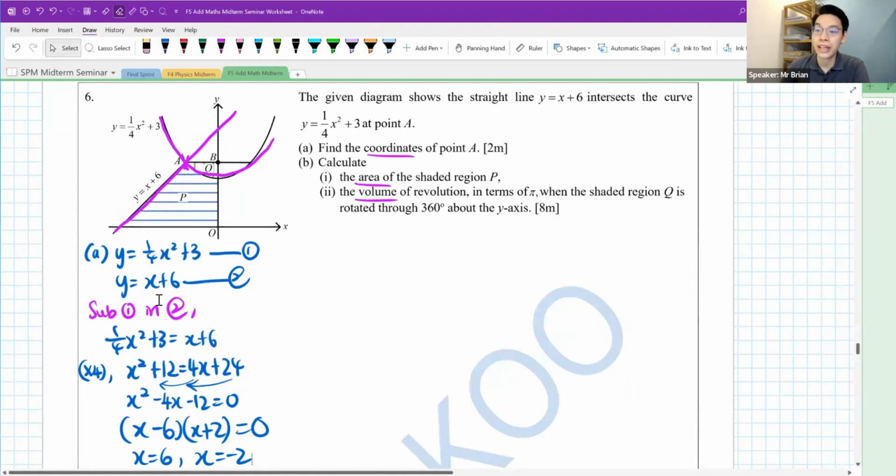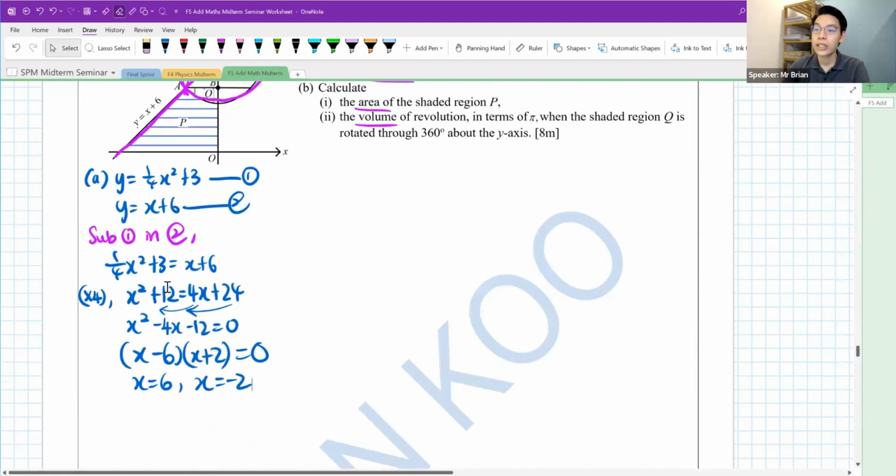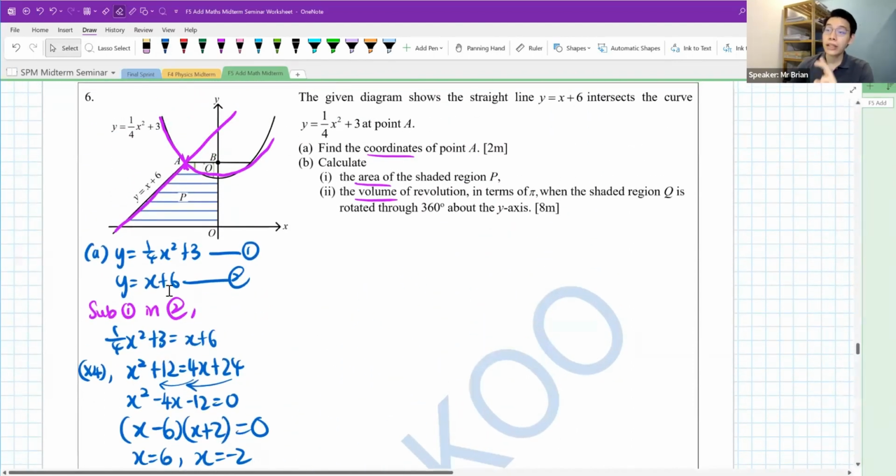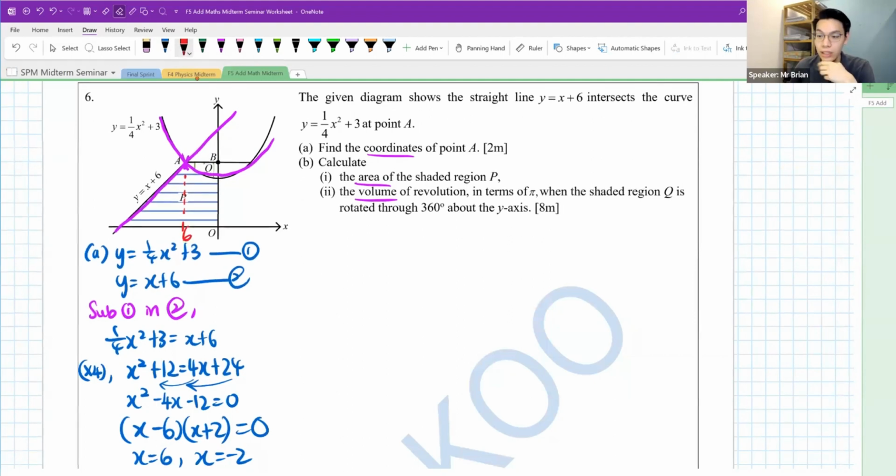Yeah, most of you I know will factorize using your calculator, right? Can also. So you get two different answers, but you know that point A has an x coordinate of -2. It cannot be positive 6 here. Not logical, right? Because it's on the left side of the y-axis.